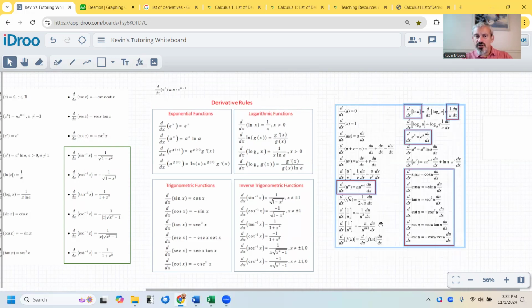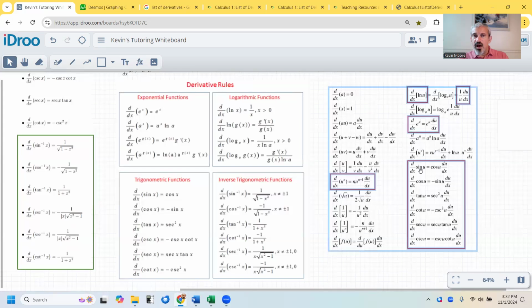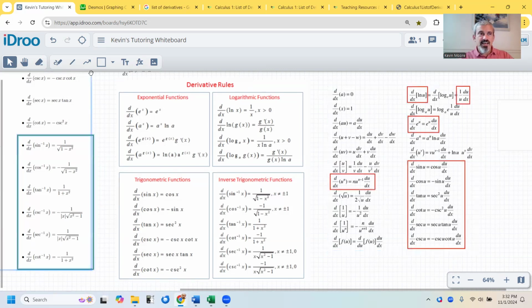If you have a function raised to a power, like let's say it wasn't just x to the 7th power, but I had 2x plus 1 to the 7th power, I can still use the same method to take the derivative. Just notice at the end of all of these, it says du/dx. You have to multiply by the thing inside. And let me explain what I mean by that.